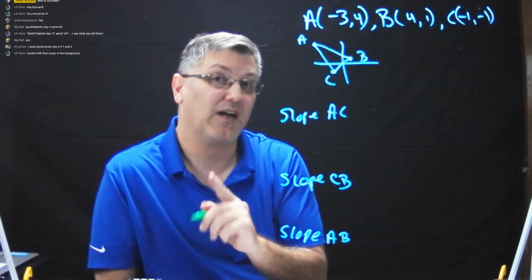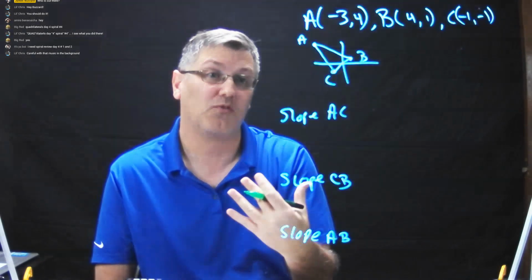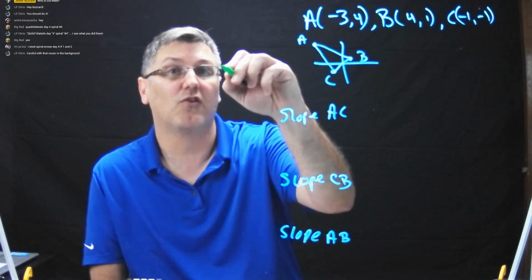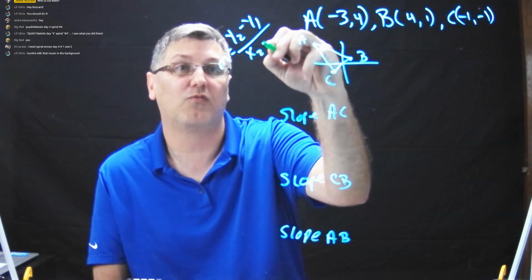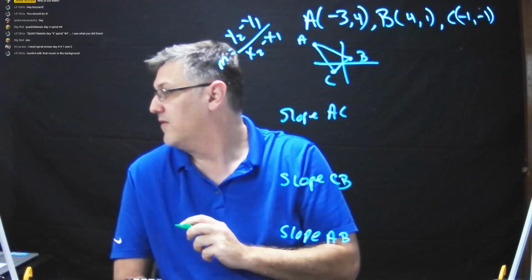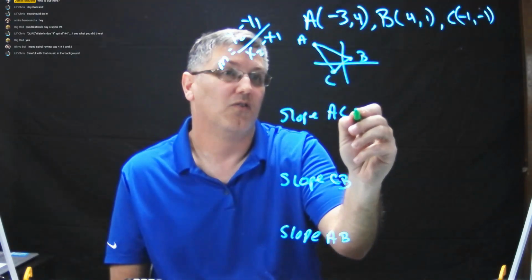So I want to find the slope of all 3 of these line segments. If I have a negative reciprocal, then this is going to be a right triangle because then those are going to be perpendicular, which forms a 90-degree angle. Now, if you remember, my slope formula is y sub 2 minus y sub 1 over x sub 2 minus x sub 1. All right, so from here, let's just plug it in.